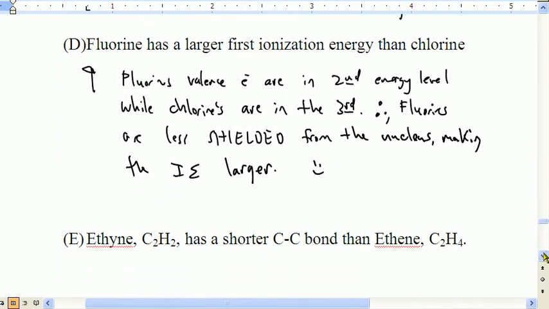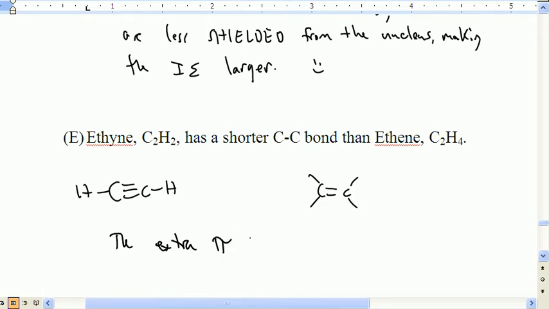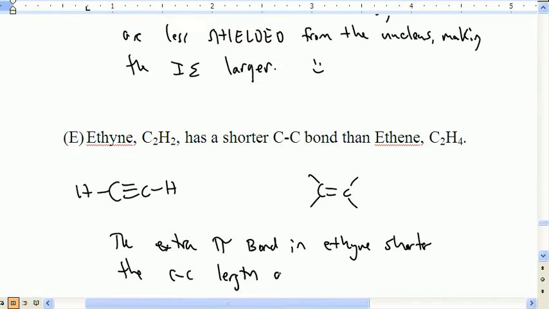Alright. E. Ethine has a shorter CC bond than ethene. So ethine looks like this. Ethene looks like this. Okay, so the extra pi bond in ethine shortens the CC length, and subsequently it increases the bond energy.